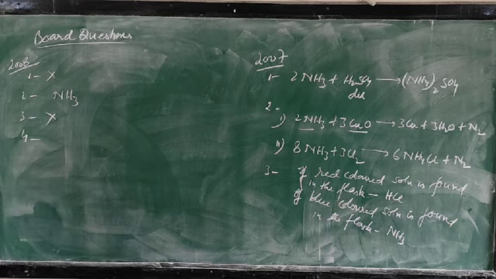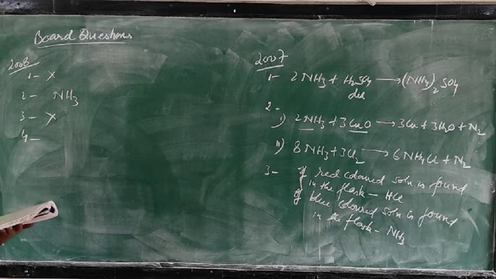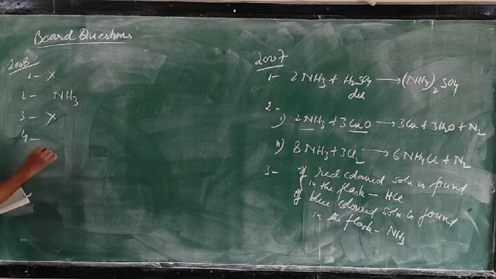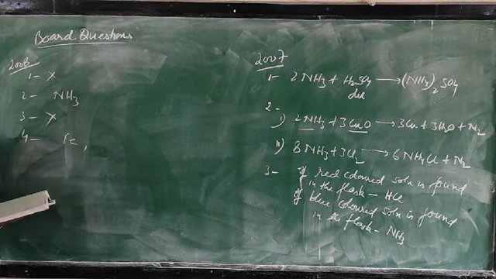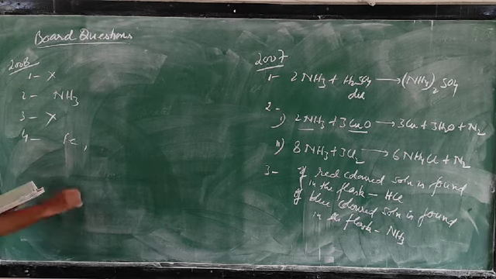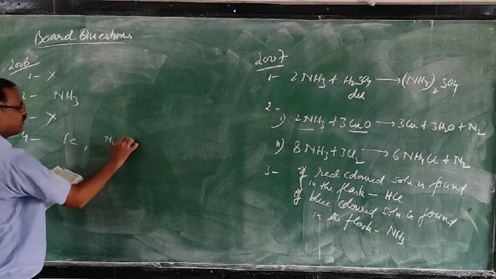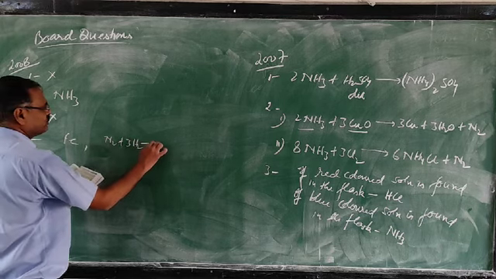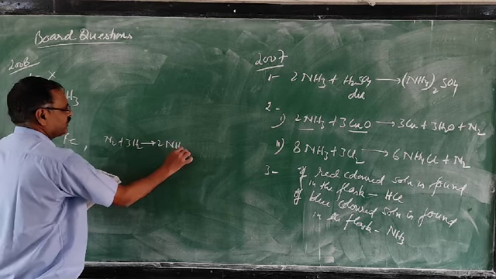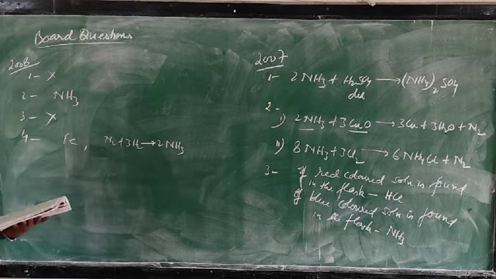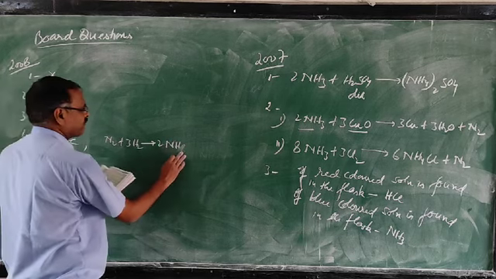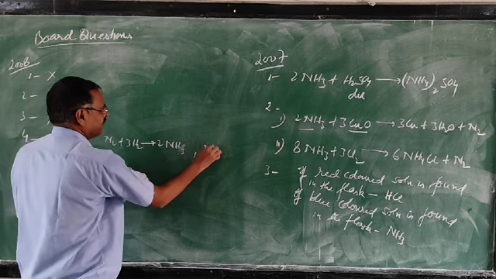Complete the table related to an important industrial process. Output refers to the product of the process. So catalyst: iron. Then the equation: N2 plus 3H2 gives 2NH3. Then the output will be ammonia.